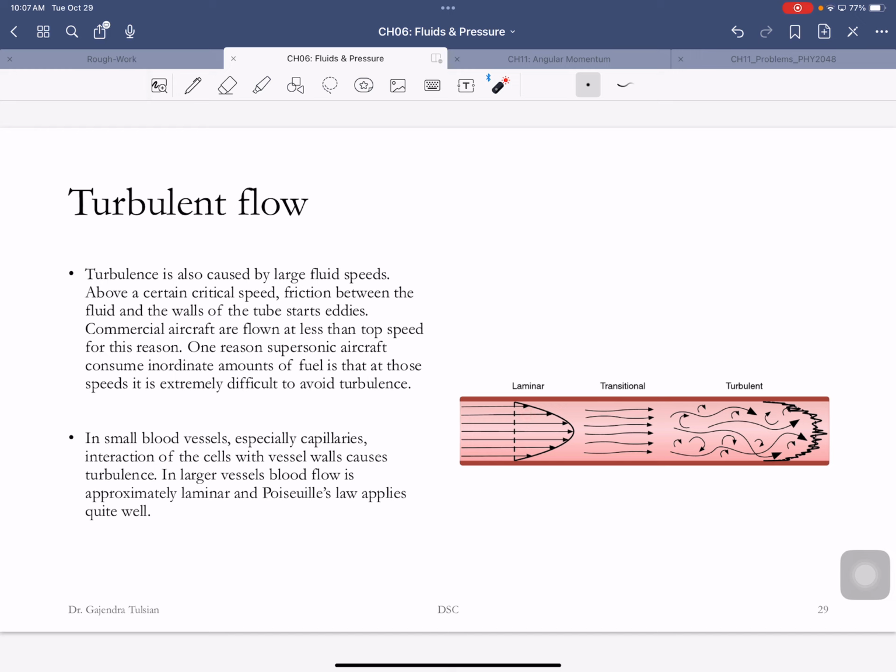As you increase the speed of the fluid, eventually you transition to turbulent flow. The faster you travel, and if there are irregularities in the tube you're traveling through, turbulence will set in. Turbulence is also caused by large fluid speeds. In small blood vessels, especially capillaries, interaction of the cells with vessel walls causes turbulence. In larger blood vessels, flow is approximately laminar, and Poiseuille's law applies quite well.